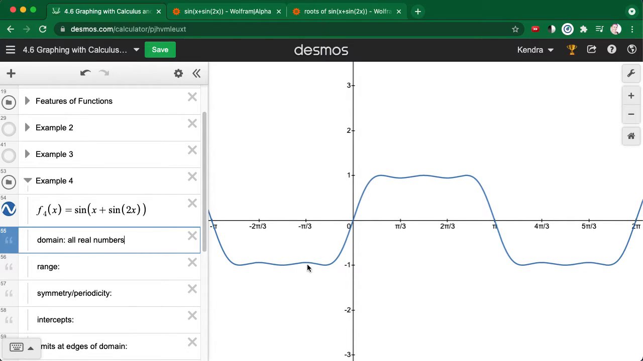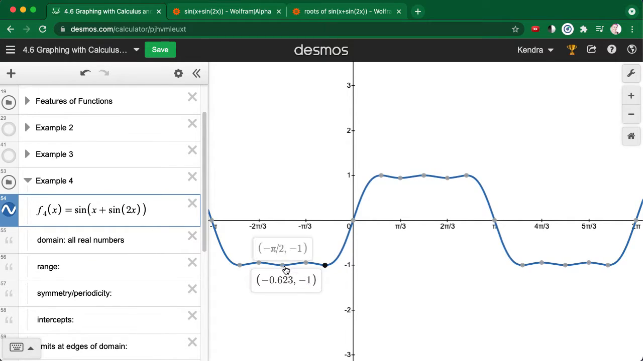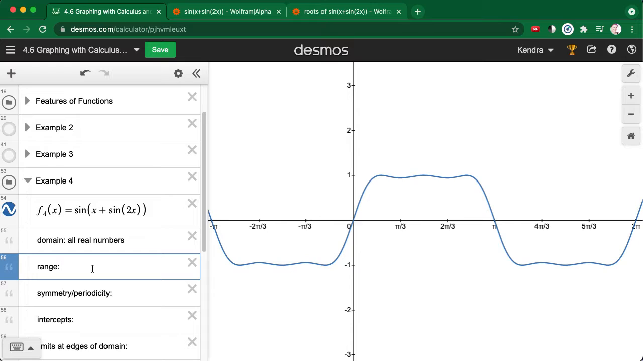In terms of the range, it does look like my maximum value is 1 and my minimum value is -1. So I'm going to still put a question mark just to double check this, but I'm going to say it looks like it's from -1 to 1, including those boundary points. Symmetry and periodicity. So we did notice that it looks like it's odd. It looks like it is periodic with period 2 pi.